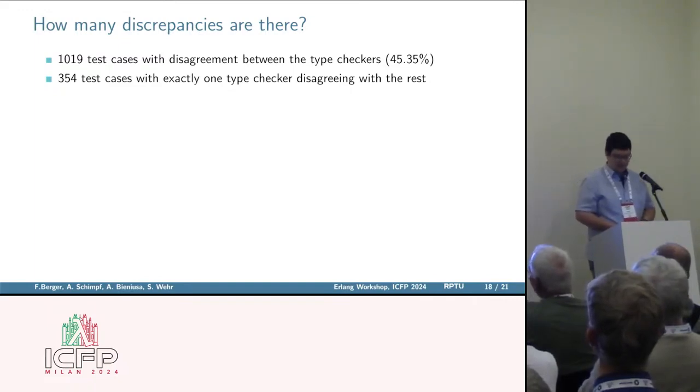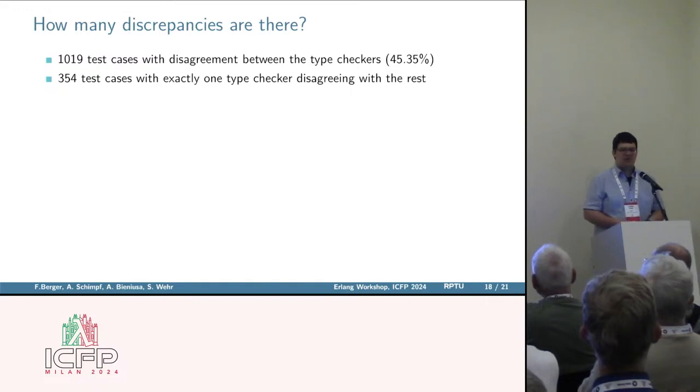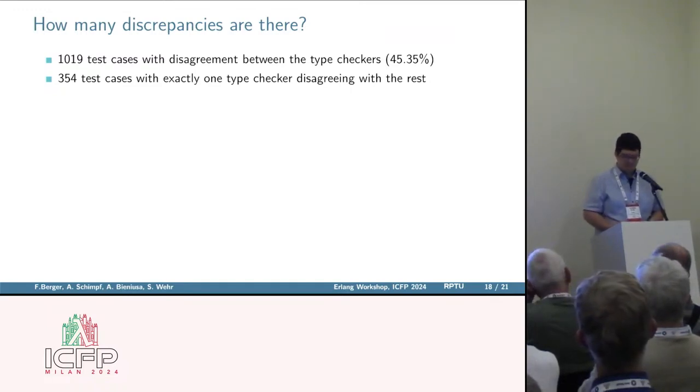And there were 354 cases where exactly one type checker disagreed with the rest. These are maybe the more interesting ones to look at in closer detail, because if only one type checker disagrees, this may indicate some issue either with the implementation of that one type checker or maybe the interpretation of the type language of that type checker.